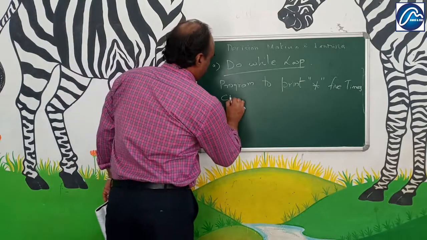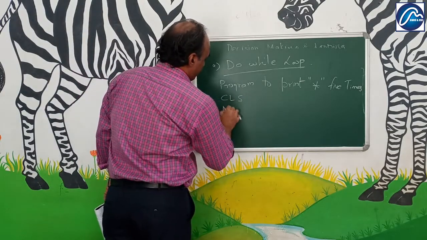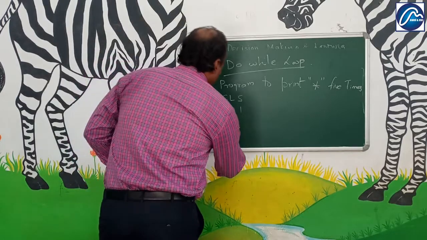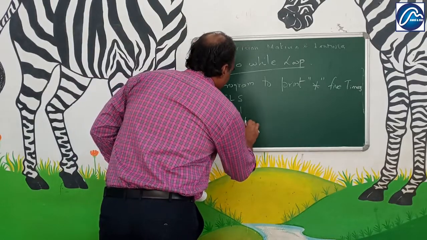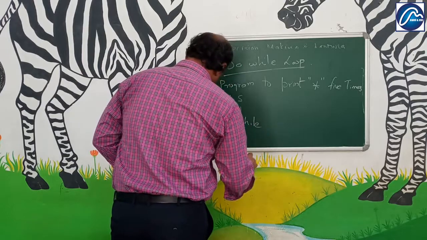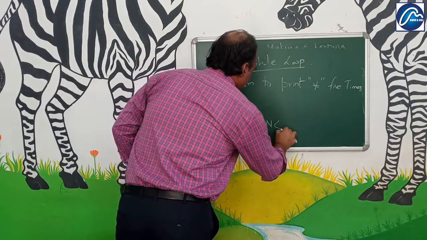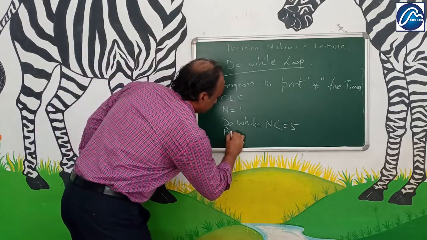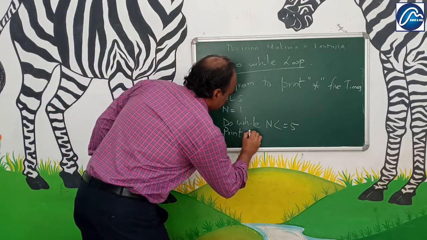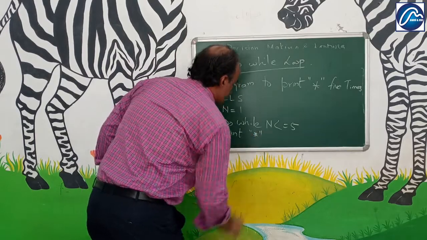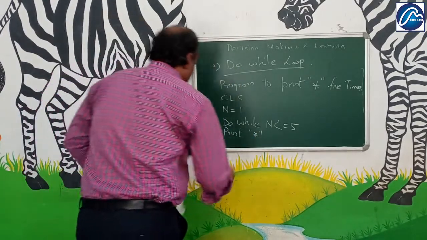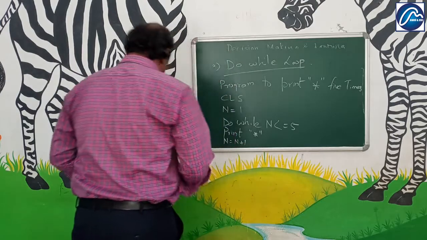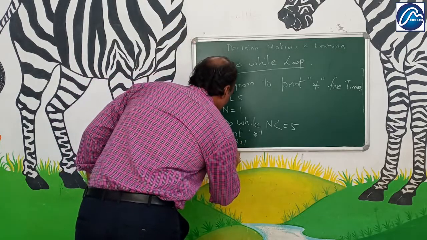Now, first will be always CLS, n will be equal to 1, then what? Do while n less than or equal to 5, print asterisk, n equal to n plus 1, and the last line is loop.